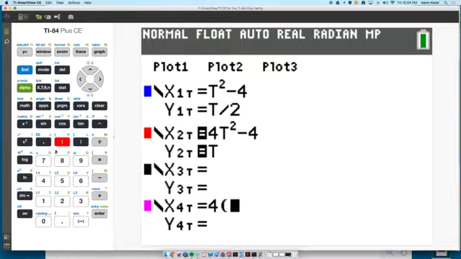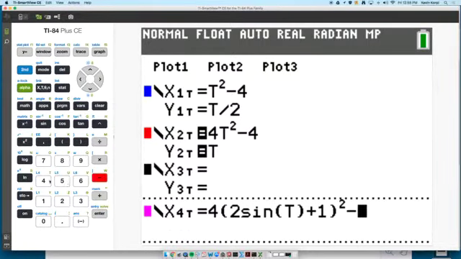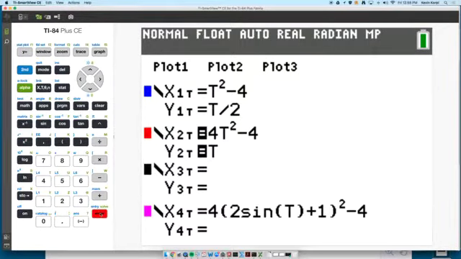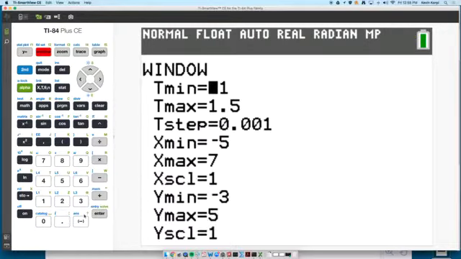4 parentheses, 2 sine of t, close parentheses. Thank you, and congratulations, by the way, you and your teammates. Squared minus 4, and then y sub 4 will be 2 sine of t plus 1. Now my window changes. It goes from negative 1.57, which maybe you recognize as pi somethings. Maybe not. Pi halves. To negative 2.253.